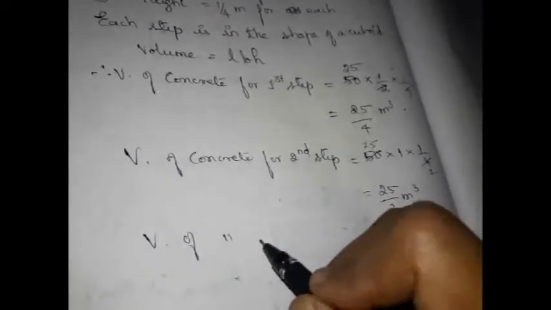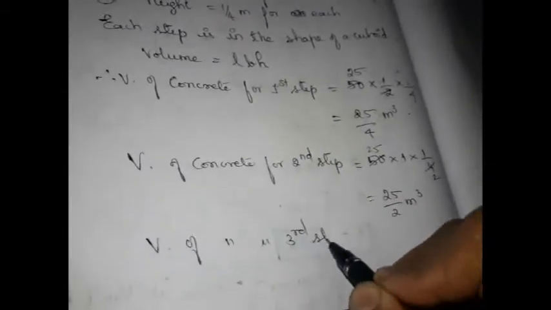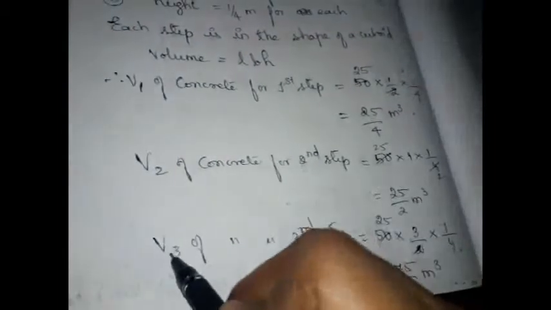Let us find one more, to check whether it is an AP or not. So the volume of concrete for the third step equals 50 into, the third step is 3 by 2 as your width, and your height is going to be 1 by 4. Again 25 times 3 is 75 by 4 meter cube, and it goes on, right. Now let us denote these as V1, V2, V3, right.